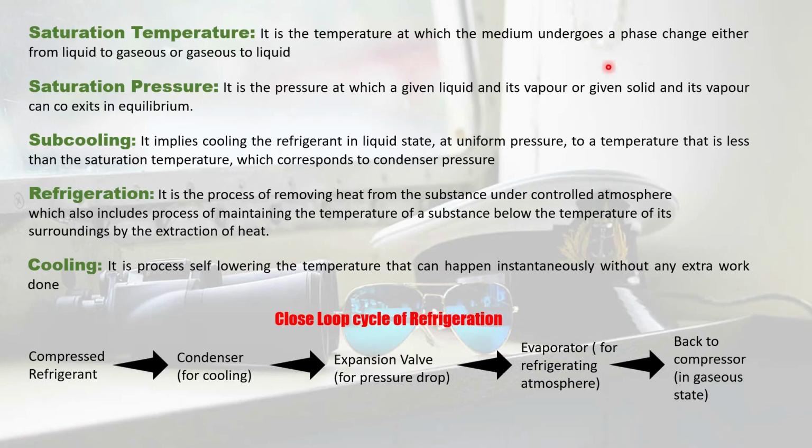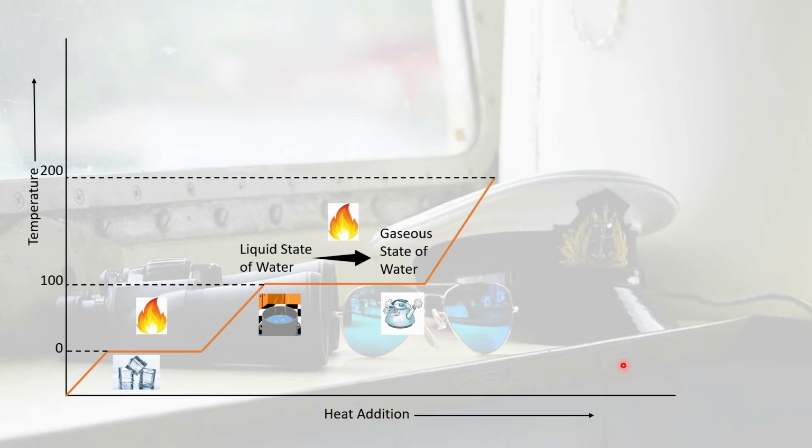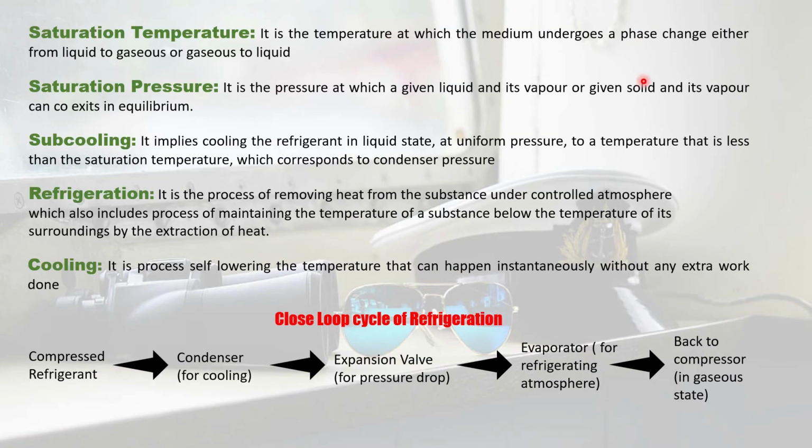Saturation temperature. It is the temperature at which the medium undergoes a phase change, either from liquid to gas or gas to liquid. Back again on this graph, I showed you in the previous video that at 100 degrees centigrade, the water exists in both liquid state and gaseous state, and the heat necessary to convert from liquid to gaseous is known as latent heat, and the temperature at which the phase change occurs is known as saturation temperature. And now saturation pressure.